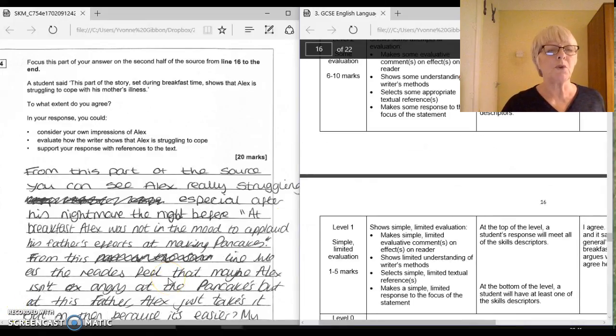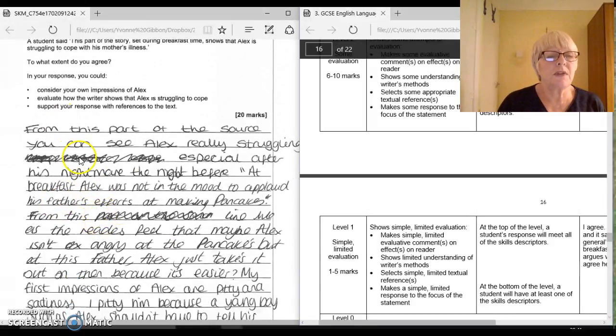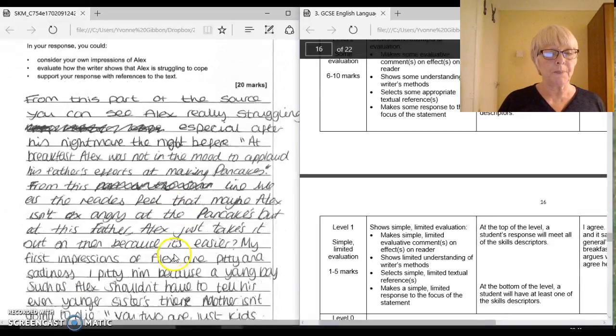Moving on to question 4, where you're asked to respond to the statement, this part of the story set during breakfast time shows that Alex is struggling to cope with his mother's illness. To what extent do you agree? So you've said initially that you can see that he's really struggling, especially after the nightmare, and you've given a quote about the pancakes and said that shows that he's not angry at the pancakes, but it is his father, which is a reasonable point to make.